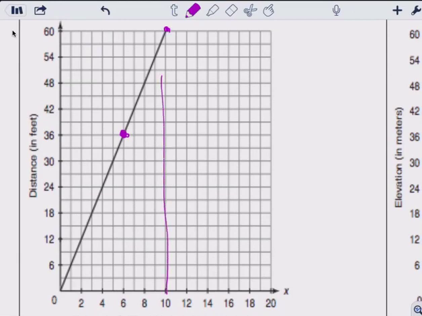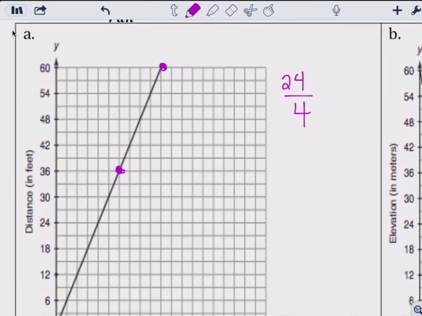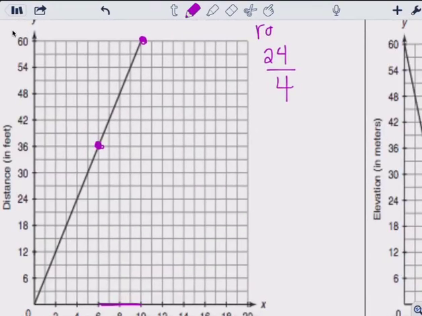So 10, 60. The change is from 36 to 60, which is 24, right? 24. And over from 6 to 10, that's over 4. So 24 over 4 is the rate of change. That is your rate of change. Your unit rate is to divide them, and it'd be 6 over 1.